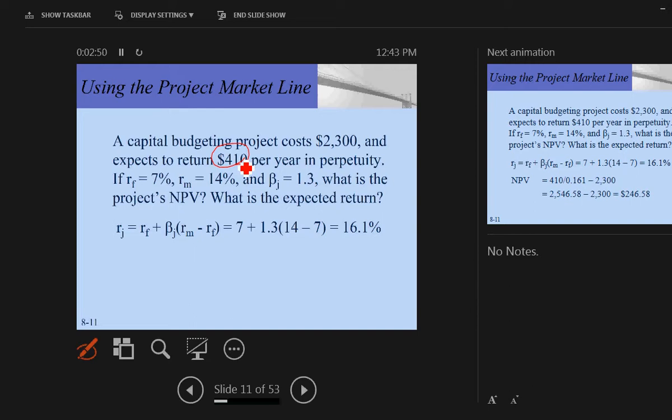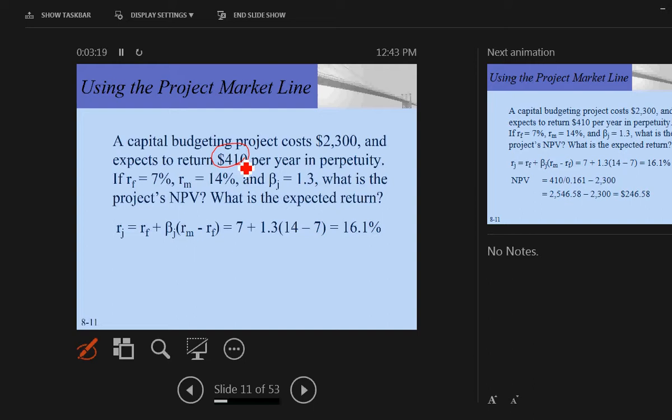Okay, we have a risk-free rate of 7%, a market rate of return of 14%, so that's basically the average return on the S&P 500 if you'd like. And then the beta for this particular project is 1.3. We want to see what are the net present value and the expected return on the project. So note that we are distinguishing the cost of capital from the expected return. That's a very, very important point here.